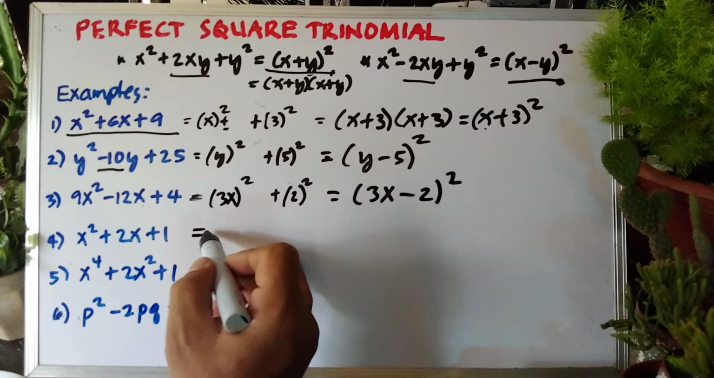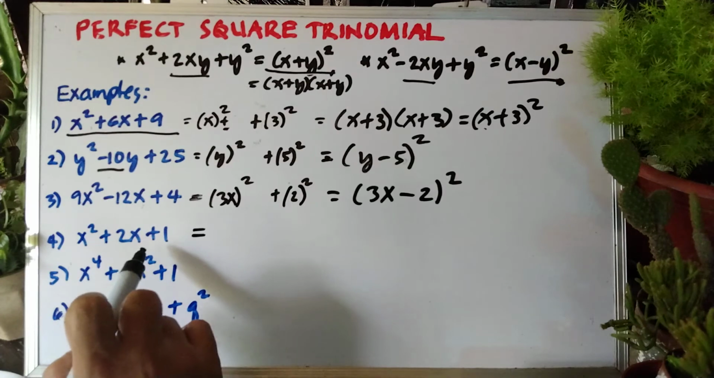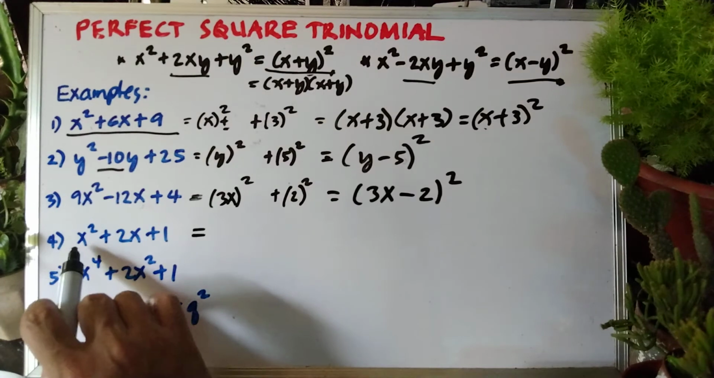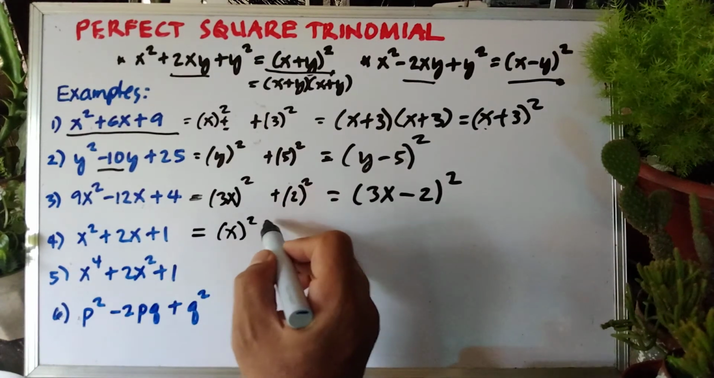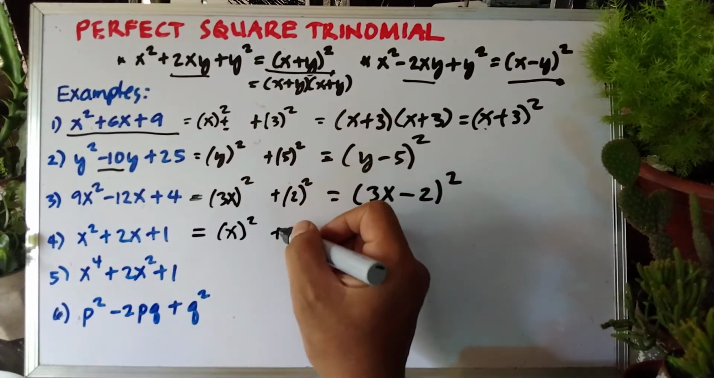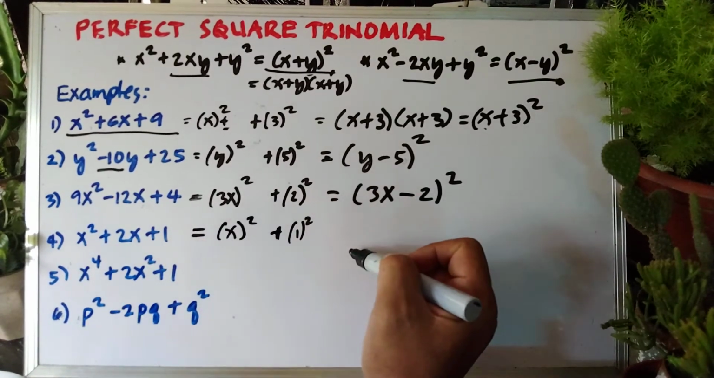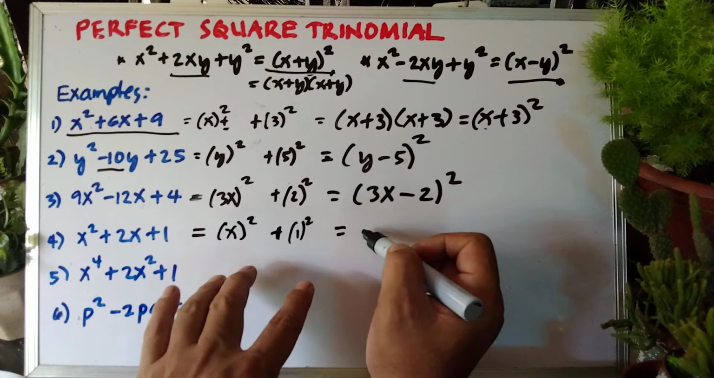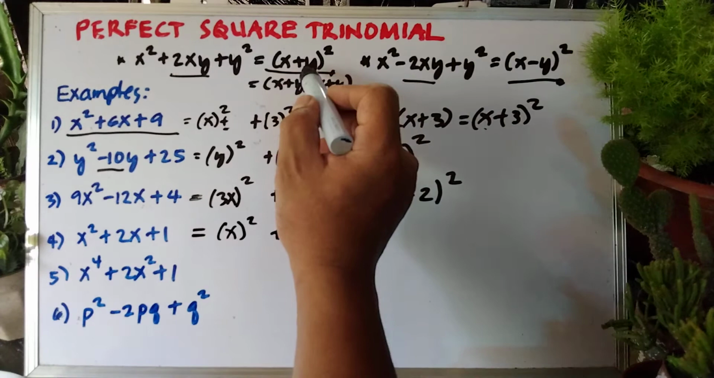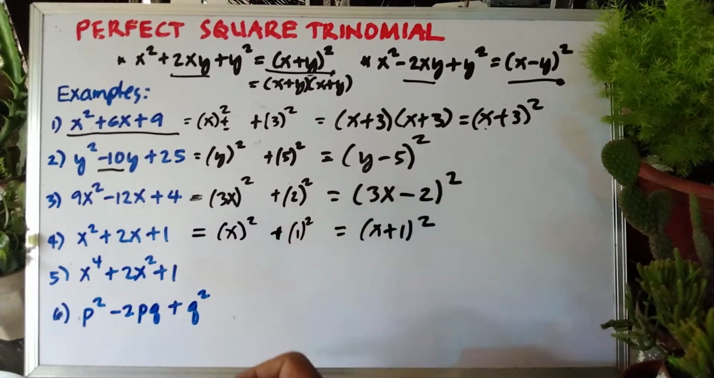Now, let's move on to number 4. Okay, we are given x squared plus 2x plus 1. Okay? Again, we could have the square root of x squared is x. You could write it this way. We write plus because the last term is plus. Okay? So, what's the square root of 1? That is 1. So, we have already a partner. Since it is plus or positive, use the first formula. So, you have x plus 1 squared.